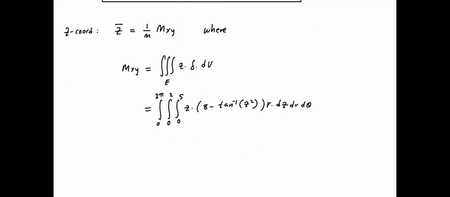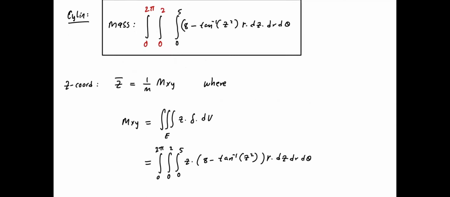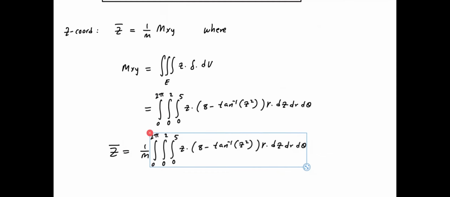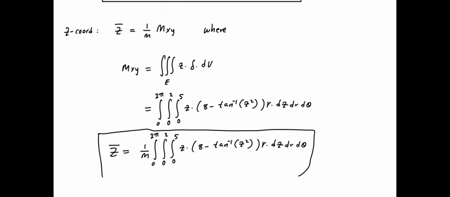xy plane, which means the z-coordinate of the center of mass is going to be 1 over m, which is whatever that integral gives us, times this integral right here. So I'm just going to go ahead and copy this, and that will be our final answer for this particular example. So this will be the z bar, or the z-coordinate of the center of mass.